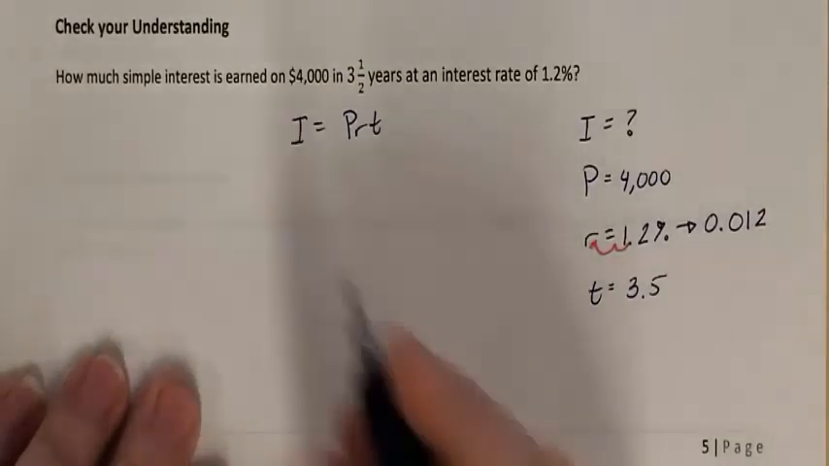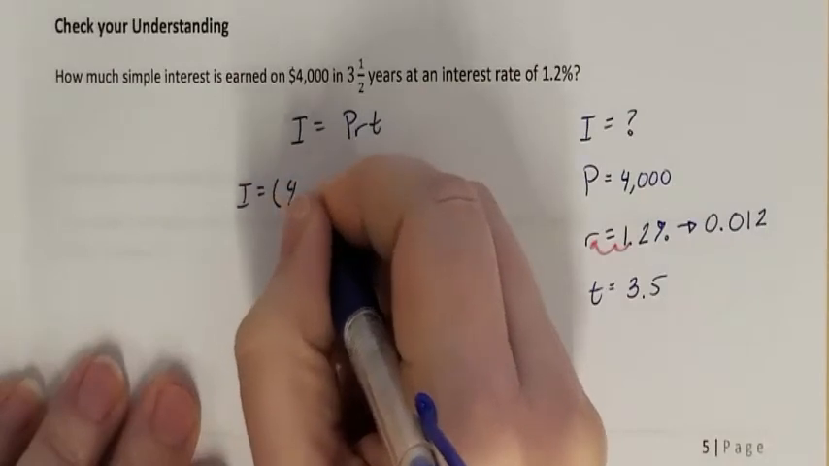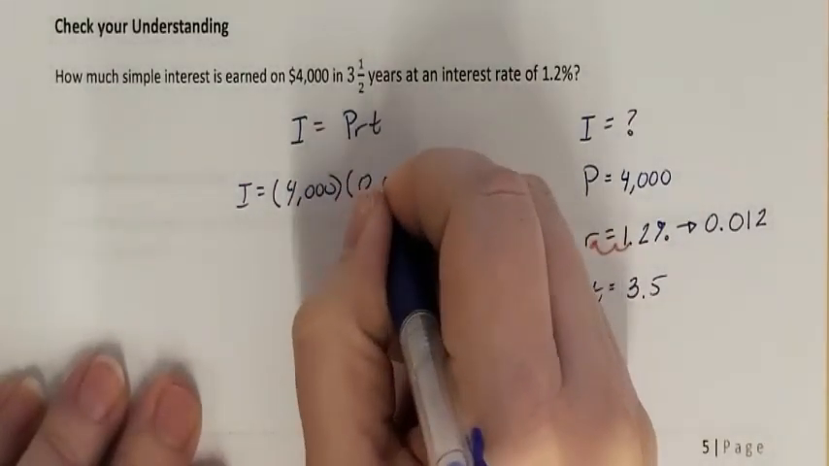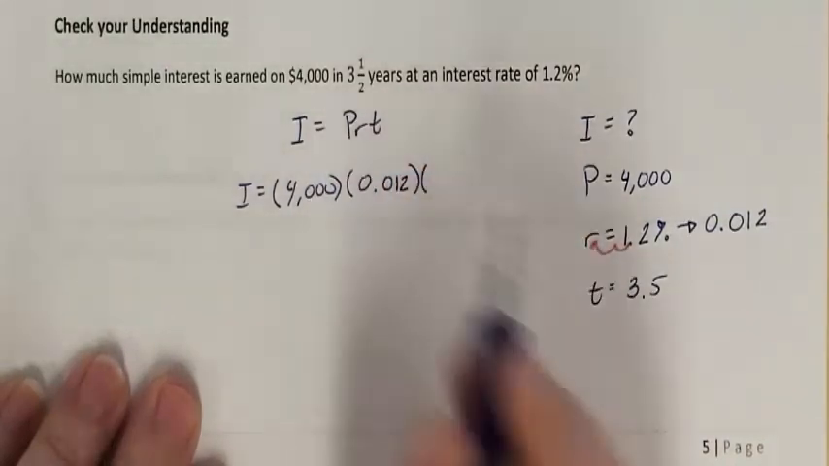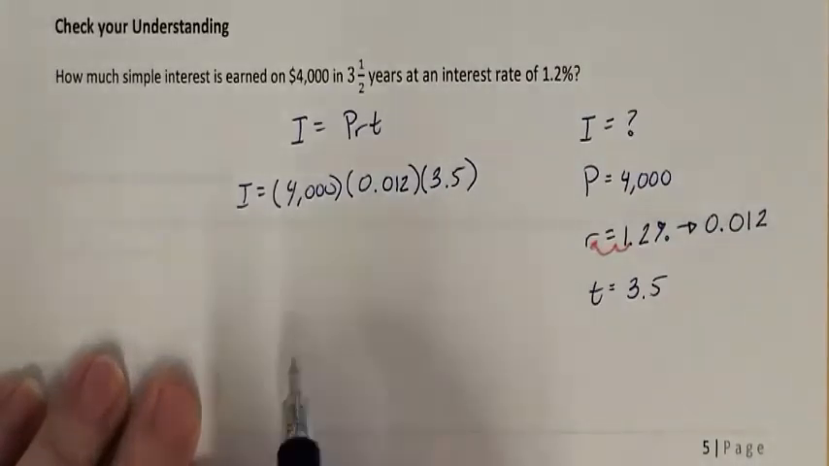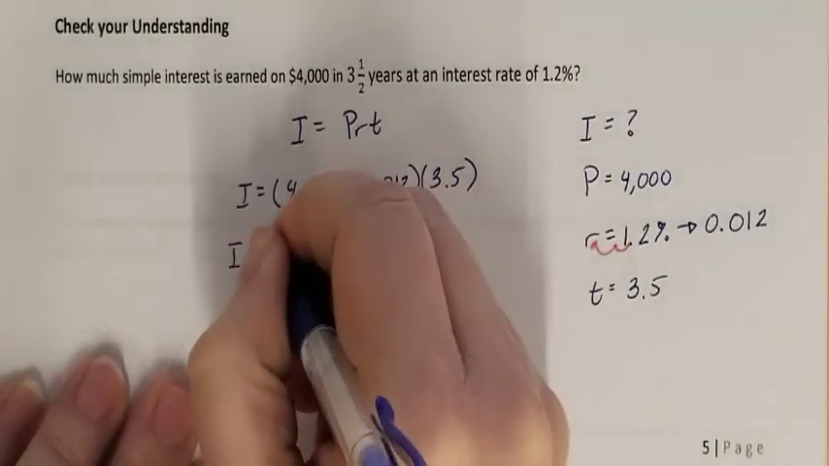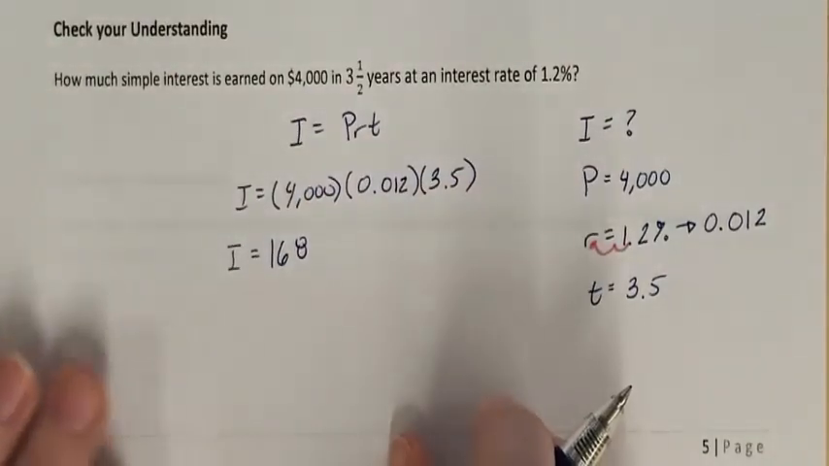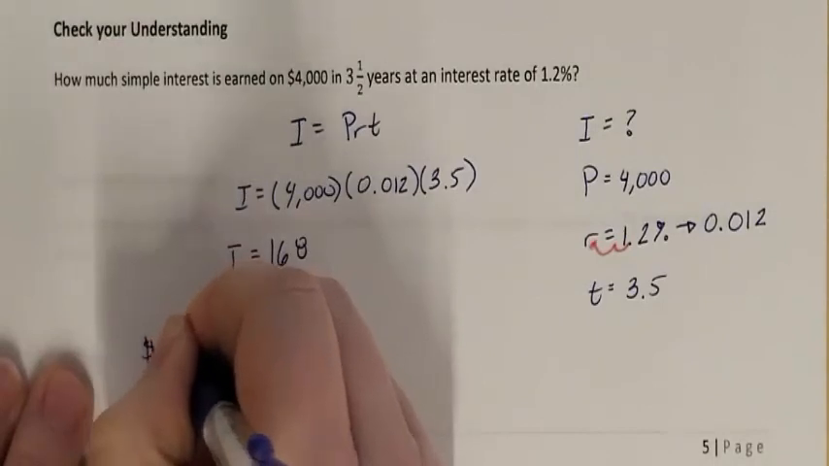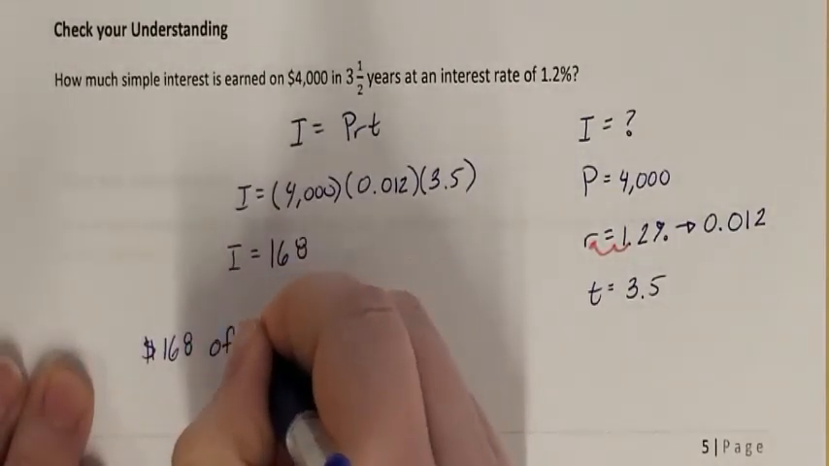And that's the question. Okay, so I equals, I need my P. My P was 4,000. I need my R, which is 0.012, and I need my time of T, that's 3.5. So my interest is, on my calculator, multiplying all this together, I get 168. So how much simple interest is earned? $168 of simple interest is earned.